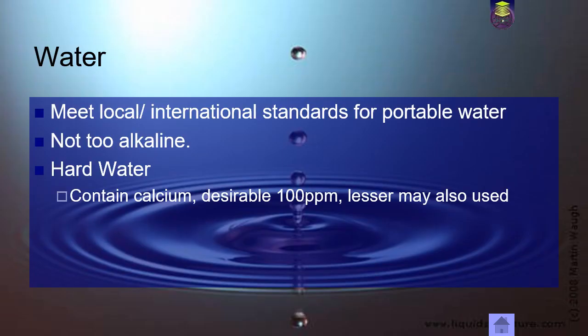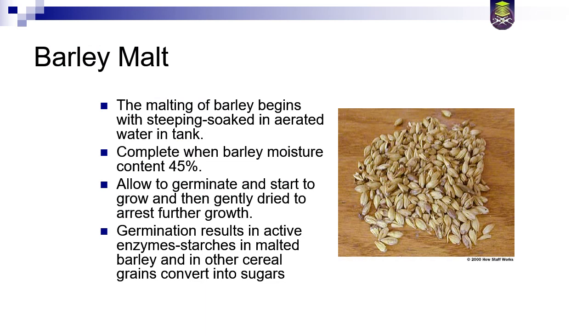Okay, first of all, we go for water. Water for beer production must meet local and international standards for potable water. Not too alkaline, it must be hard water. Contain calcium, desirable about 100 parts per million. Less may also be used. Okay, another one is barley malt.